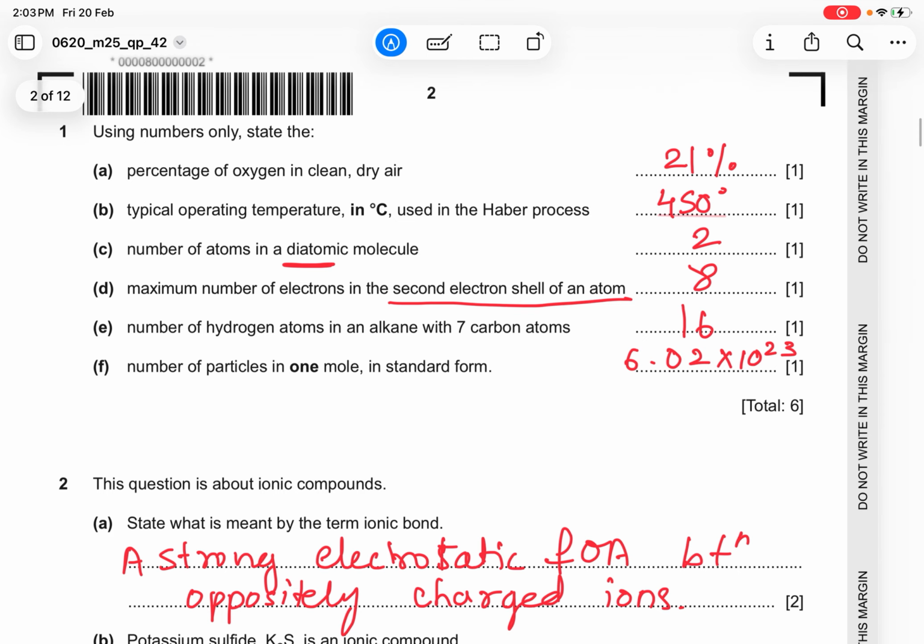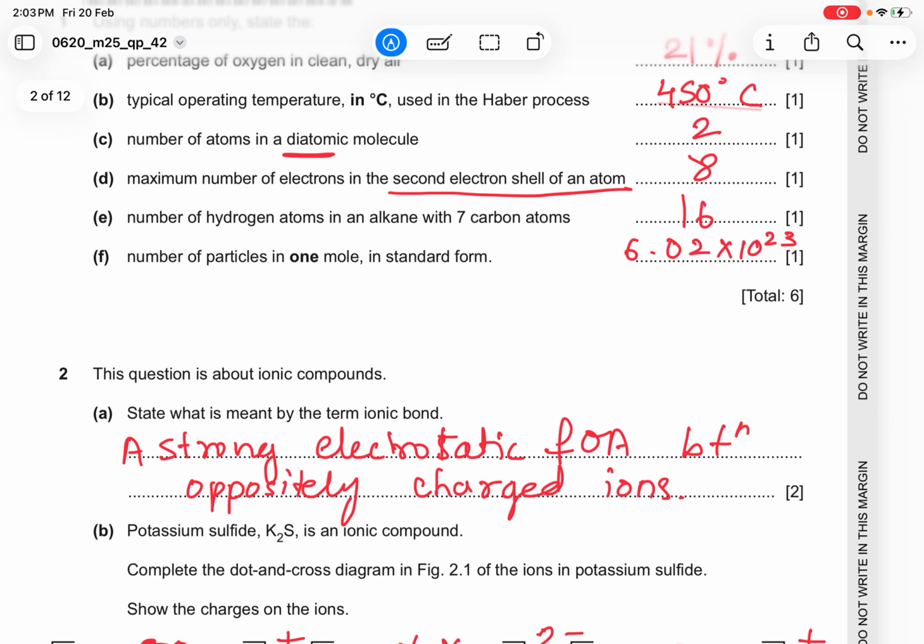So our first question is, using numbers only, state the percentage of oxygen in clean dry air, which is 21%. Typical operating temperature in degrees Celsius used in the Haber process, which is 450 degrees Celsius. Number of atoms in a diatomic molecule: di meaning two, so it is having two atoms. Maximum number of electrons in the second electron shell of an atom. So the second shell of every atom contains in total 8 electrons.